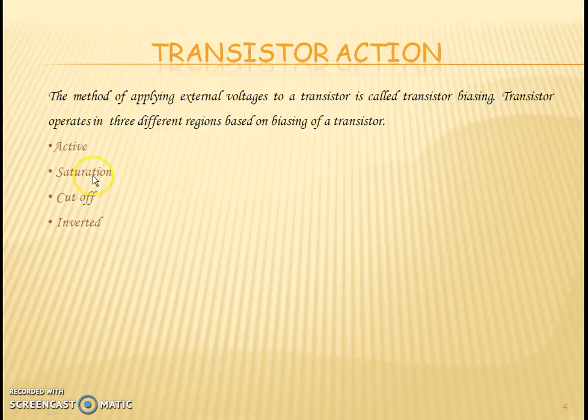Next is the saturation region. In this case, both junctions are forward biased, and in this region of operation, the collector current becomes independent of the base current. Now the transistor acts like a closed switch.